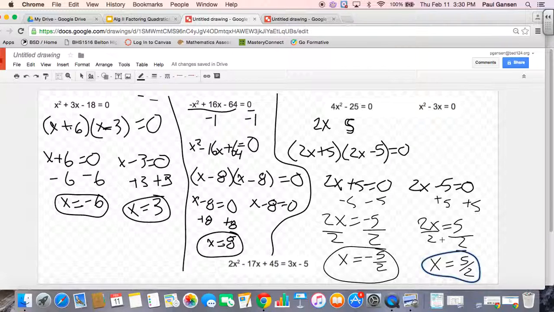And again, if we go back and check, plug those into the original, we'll end up getting that it is equal to 0. That it does work. Okay, all right. So if you need to see any of these, rewind the video, check them out.